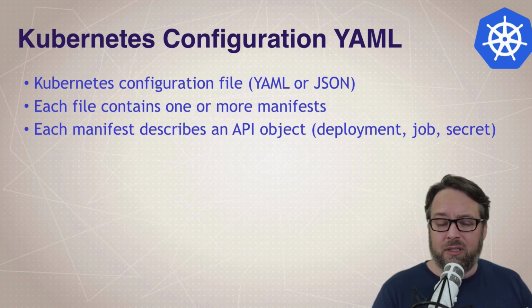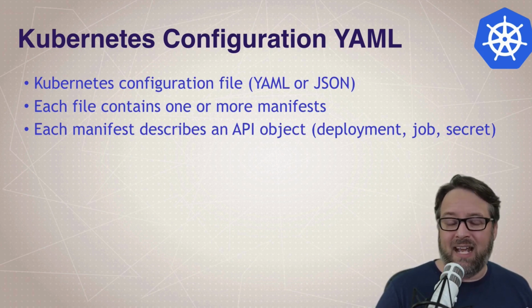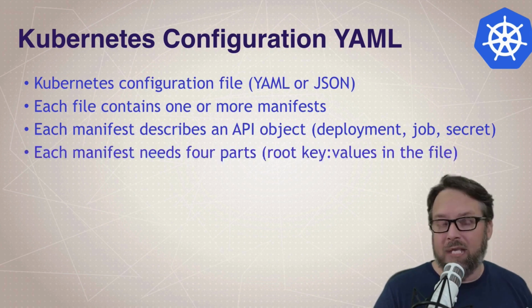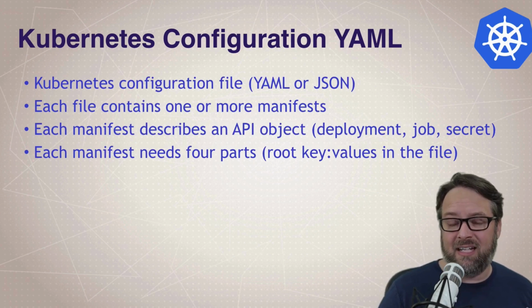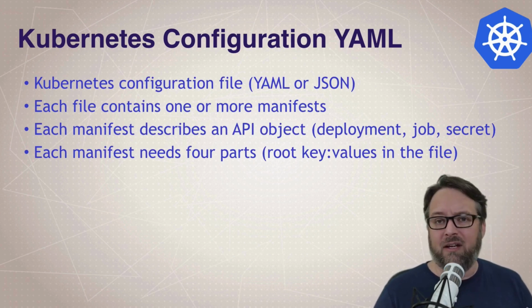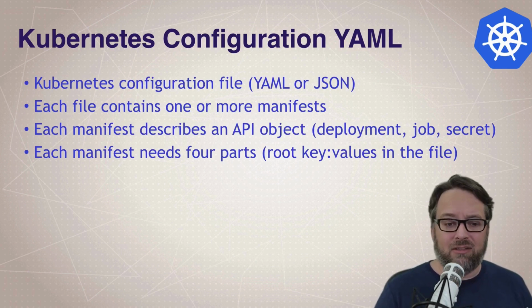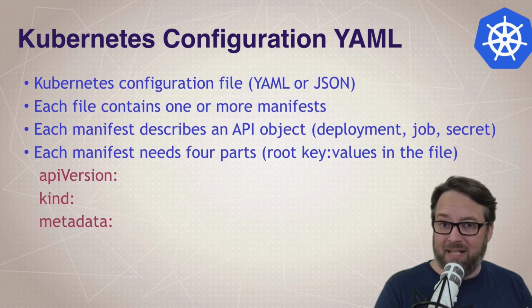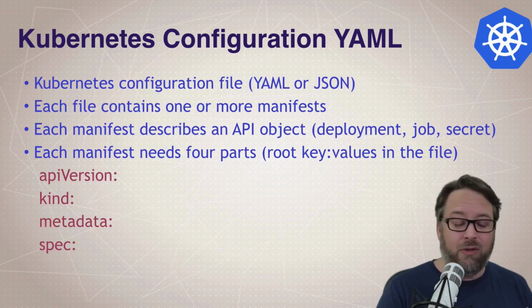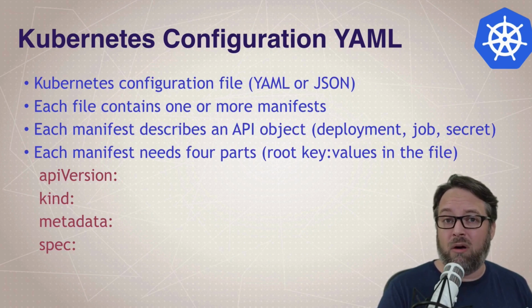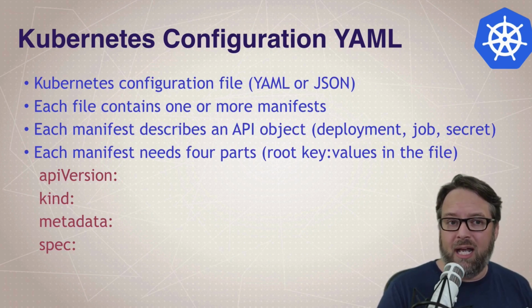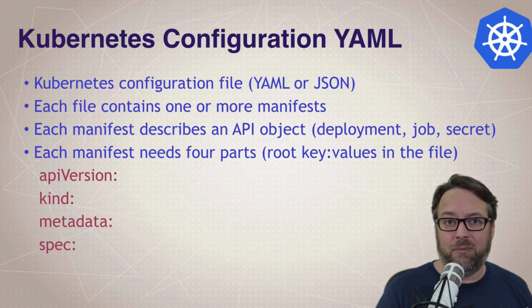So the full description of a resource is a manifest, and that manifest has requirements. And you'll see those requirements as 4 root keys inside the YAML file. Root meaning they're at the very beginning of the line. And that starts with API version, there's kind, there's metadata, and there's spec. So you have to see those in every file for these resources to work. And let's just look at some quick examples from the command line.